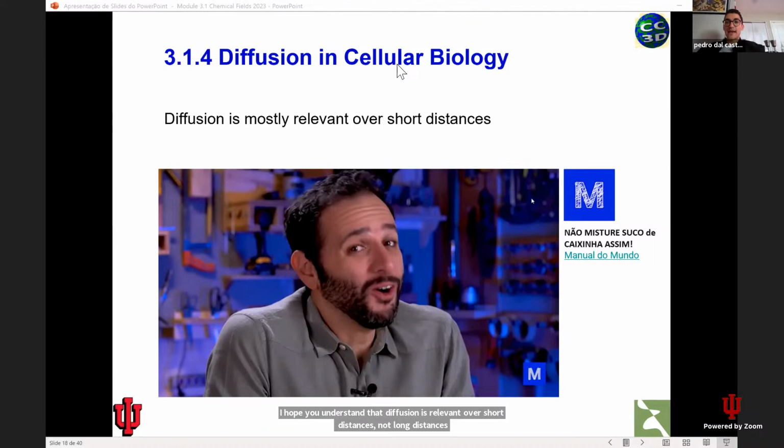How about in air? In air, there is a bunch of flow, even much more than in liquids. So when you see news, for example, of pollution spreading in the atmosphere, this is not being driven by diffusion. This is being driven by wind, okay?